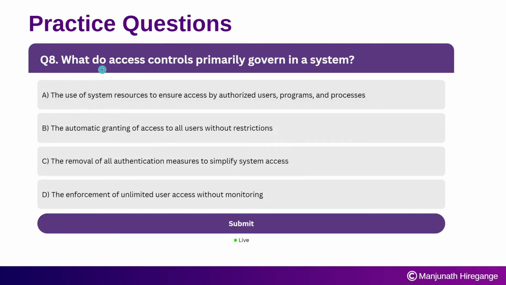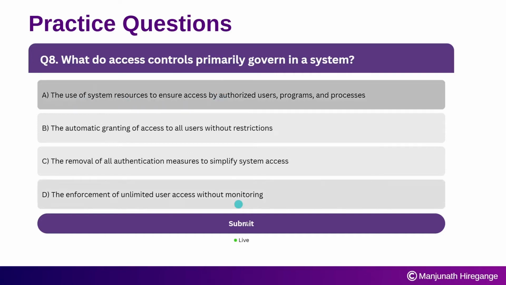Question number 8. What do access controls primarily govern in a system? Option A, the use of system resources to ensure access by authorized user programs and processes. Option B, the automatic granting of access to all users without restrictions. Option C, the removal of all authentication measures to simplify system access. Option D, the enforcement of unlimited user access without monitoring. So what we are talking about is what access control primarily governs in a system.